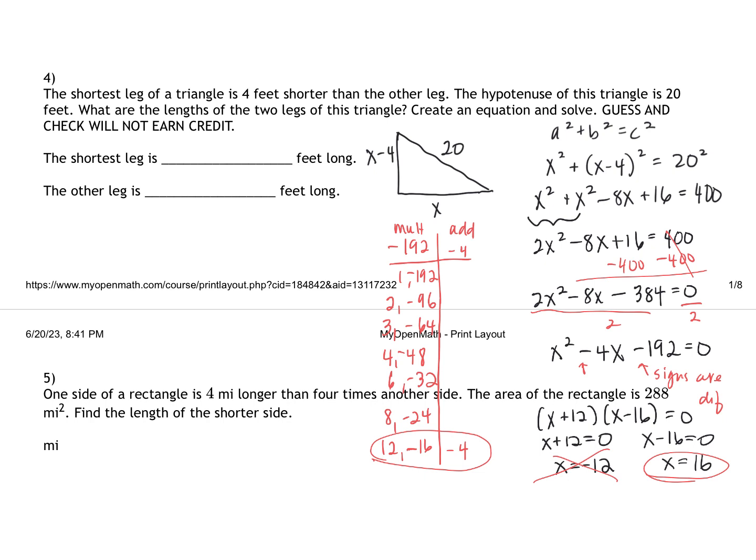So the shortest leg is this one, and this is the other leg. So the other leg is what we just found. It's 16. And then if we plug in 16 here, 16 minus 4 is 12. So the shortest leg is 12 feet.